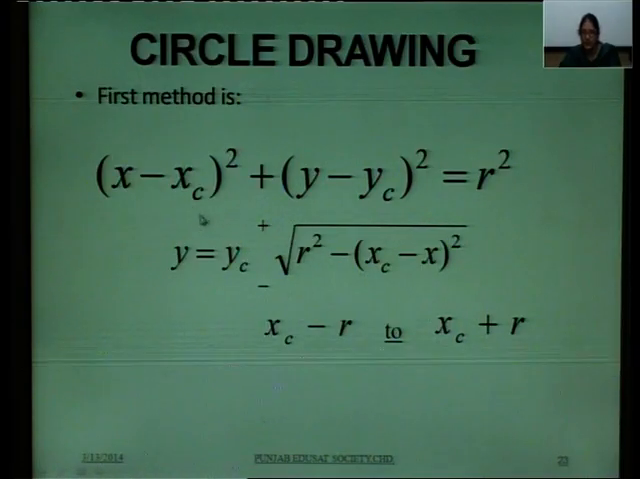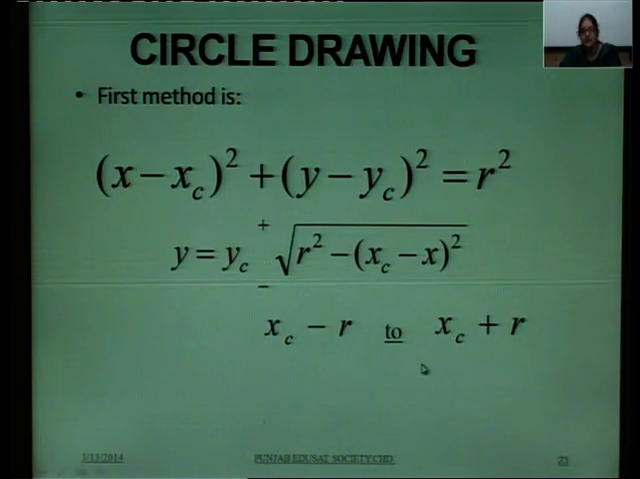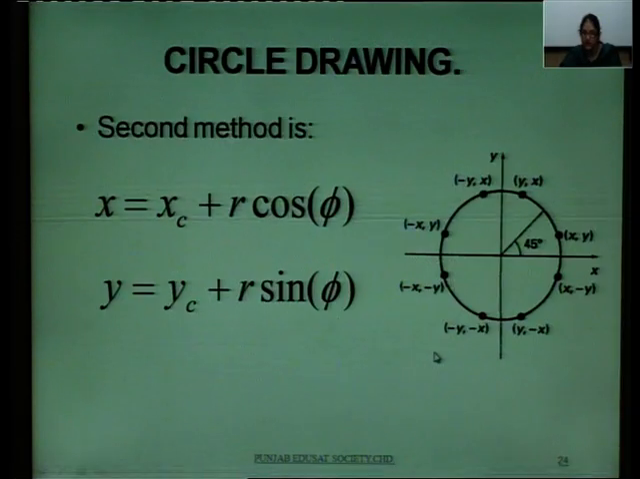(x minus xc) square plus (y minus yc) square is equal to r square. So, the value of y will be yc plus minus square root of r square minus (x minus xc) square, where x goes from xc minus r to xc plus r. The value of y will be ranging from yc minus r to yc plus r.